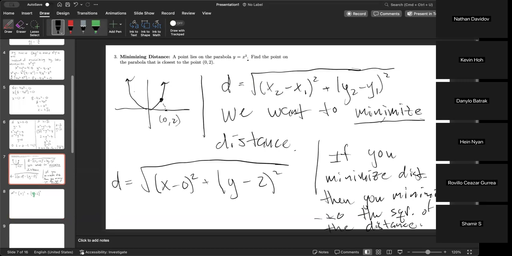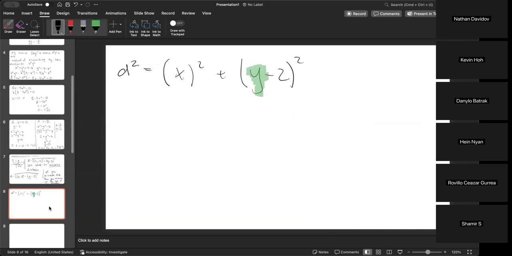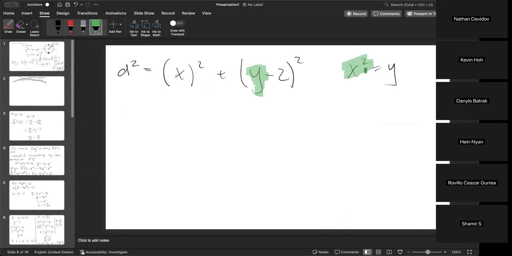A point lies on the parabola y equals x squared. Find the point on the parabola that is closest to 0, comma 2. Okay, so y would be that x squared. You would fill in x squared for y. Put in x squared for y in the formula. Yeah, that's what we'll do. Exactly. So because I know x squared equals y, like Shamir says, we're just going to put that into the formula.